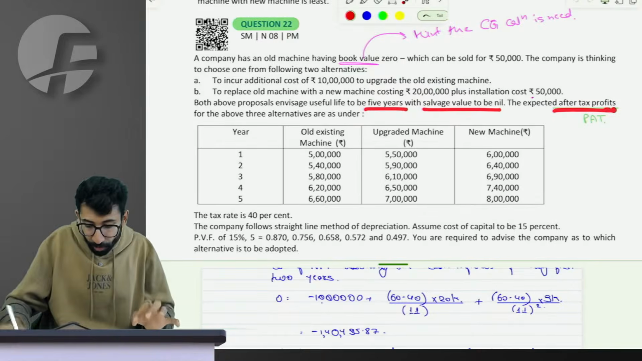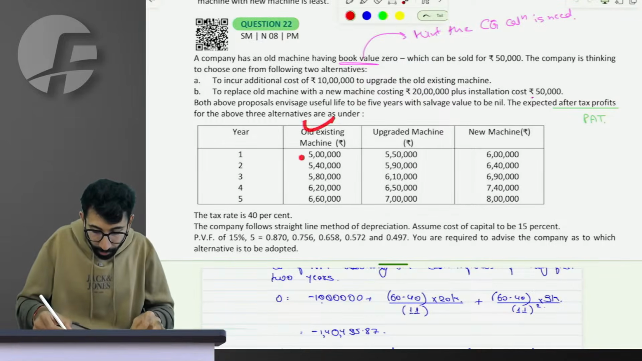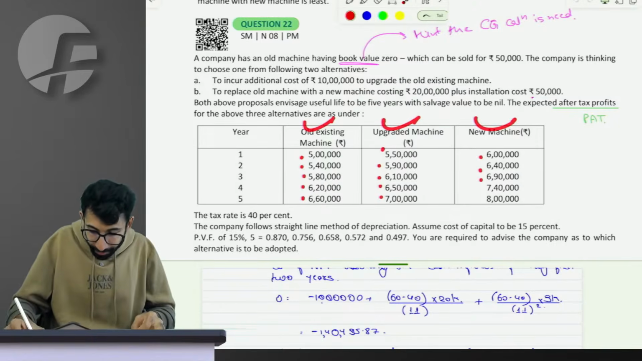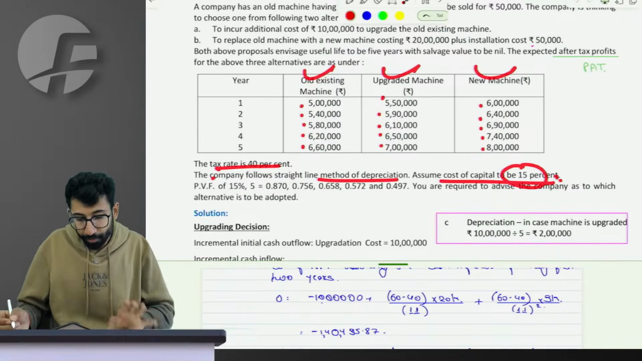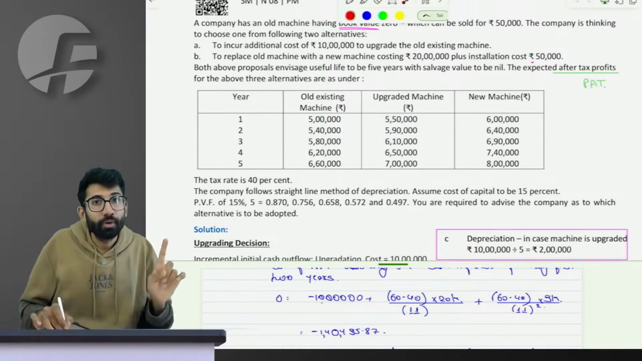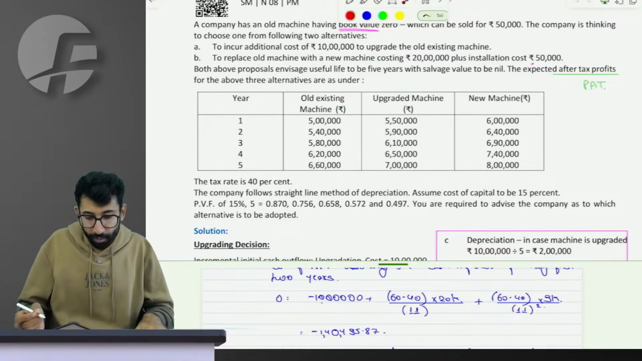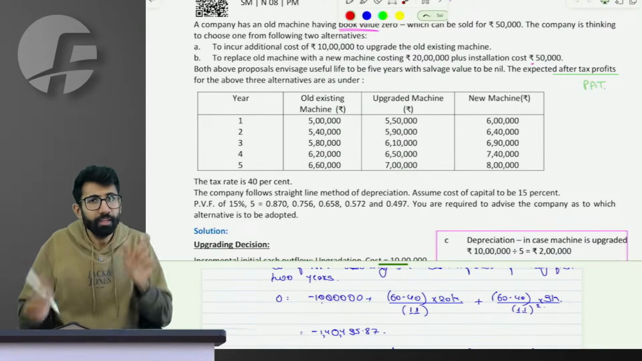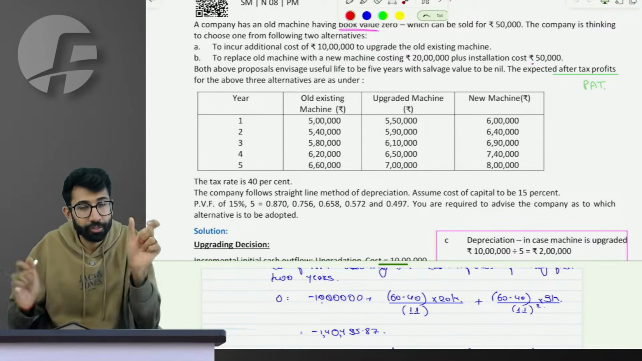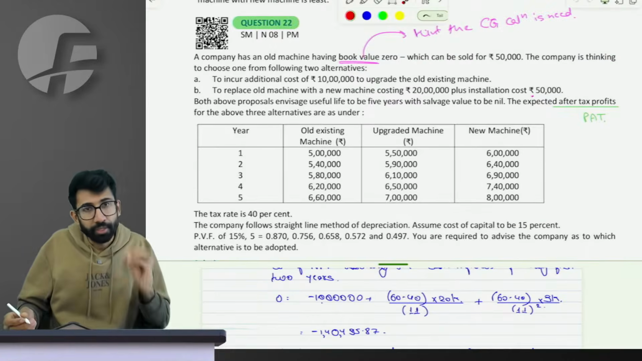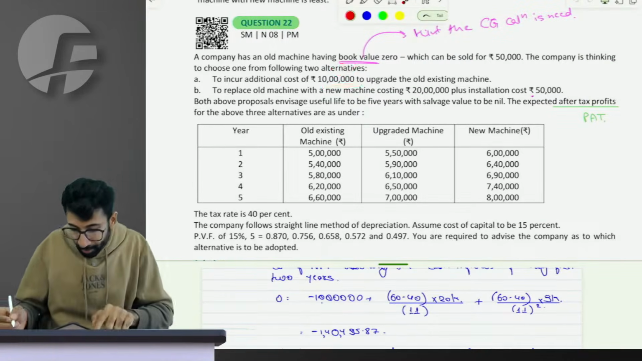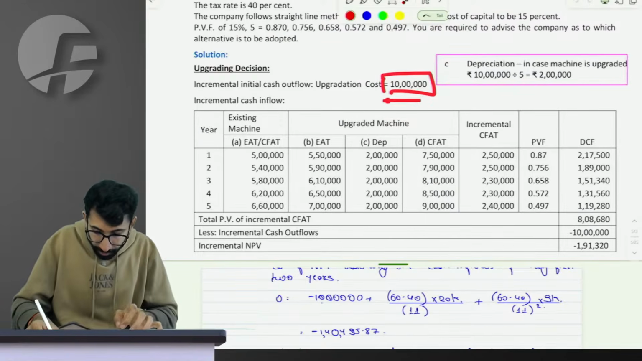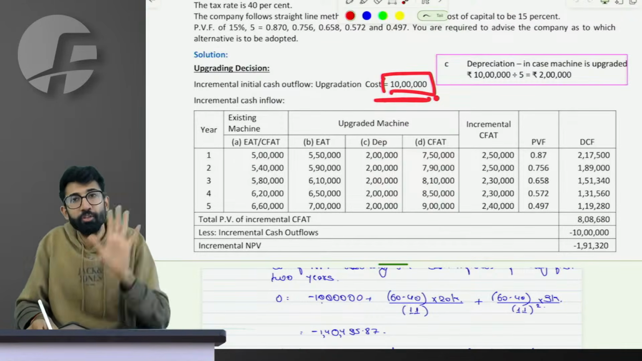Expected PAT of 3 alternatives given. If you continue the old, this is the PAT. If you upgrade the machine, this is the PAT. If you buy the new machine, this is the PAT. 40% tax rate, assume SLM 15% cost, what will you do? Option 1, if I use the old, what is my initial outflow? Scenario 1, old versus upgradation. If I continue to use the old, initial outflow no, but if I upgrade, initial outflow 10 lakhs. So incremental outflow overall 10 lakhs. Incremental initial outflow is the upgradation cost of 10 lakhs.